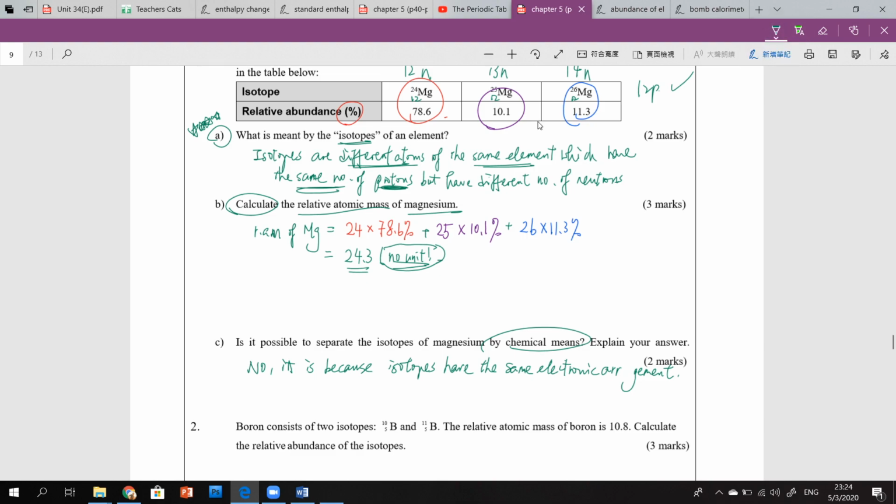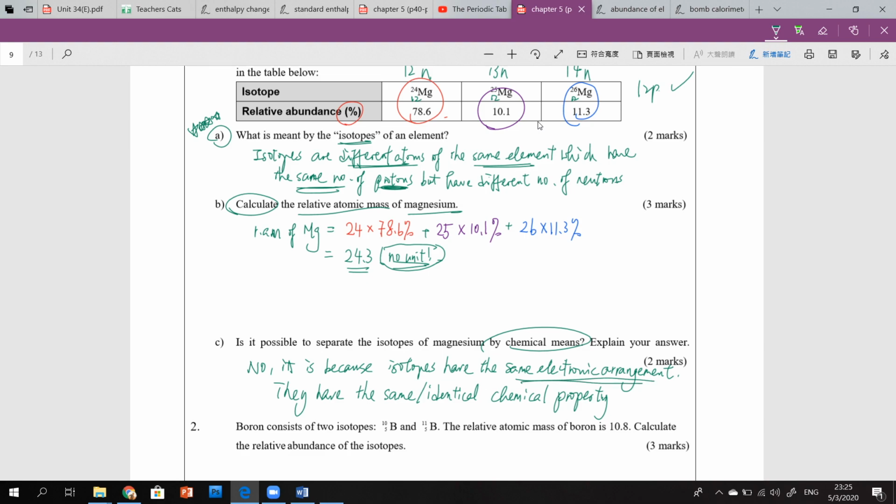Okay, same electronic arrangement. So they have the same, or you use the word identical, chemical property. Now it comes to the question: what's meant by same electronic arrangement?